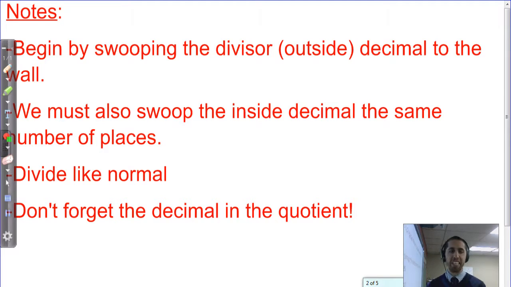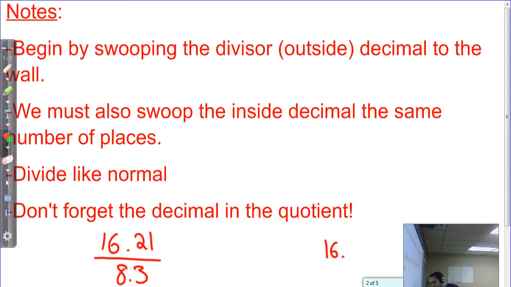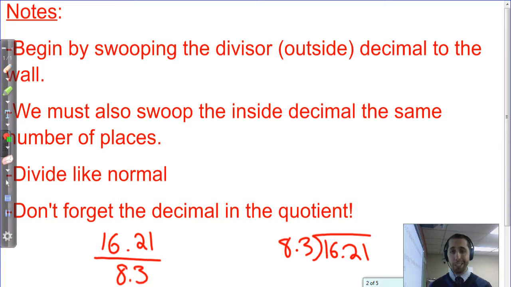We did a couple examples in class to show you why it works, but I want to give you another example right here. So the idea here, and please write this down with me, is that if we have 16 and 21/100ths, and we're dividing by 8 and 3/10ths, what would it look like, by the way? It would be 16 and 21/100ths divided by 8 and 3/10ths. The 16 and 21/100ths, the top number, the numerator, is the dividend, and it's being divided by the divisor, 8 and 3/10ths, the bottom number or denominator. The denominator is the divisor. We need to swoop that divisor decimal to the wall.